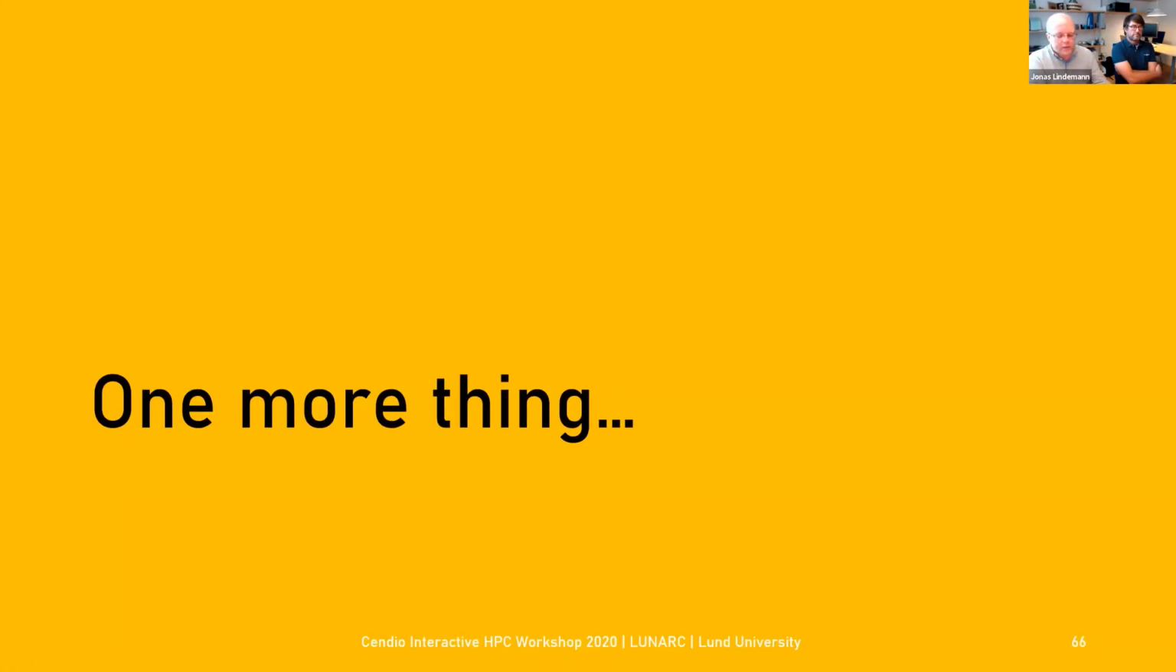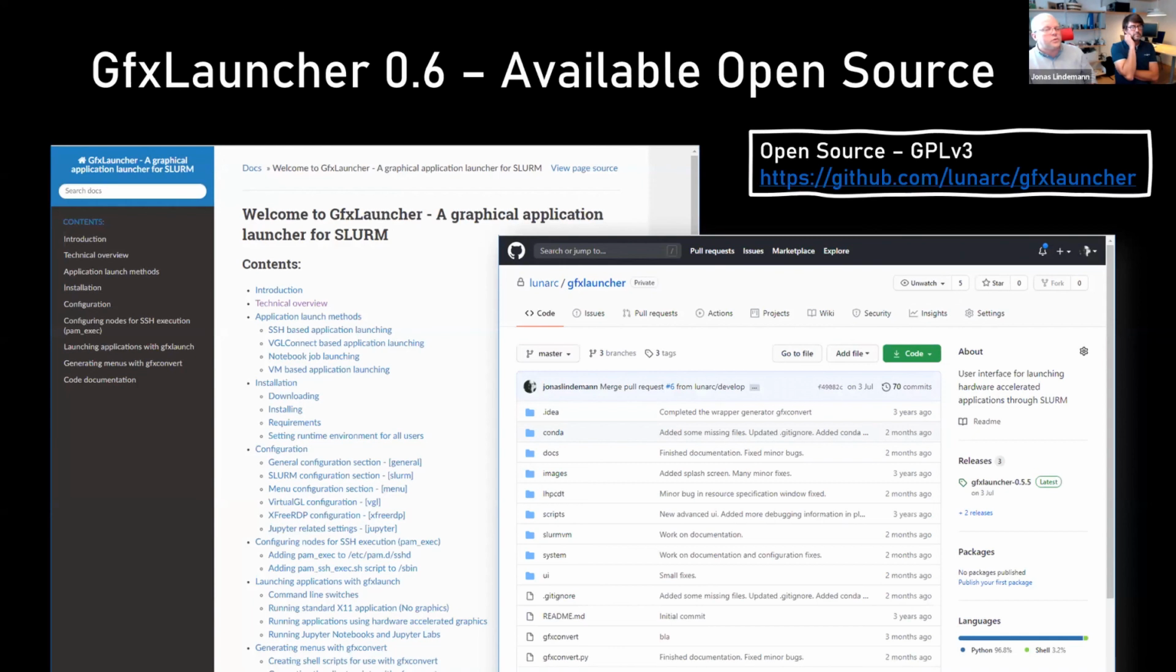And finally, GFX Launcher in the 0.6 version is available open source. So if you want to try it out and configure it for your own system, it's available here on GitHub. You can send that information out later, but you just search for GFX Launcher on GitHub and you will find it. There's also documentation available on how to configure it and use it in your own environments. Currently, it's adapted for the LUNARC environment, but I think with the configuration files, you can manage to configure it for your own environments as well.